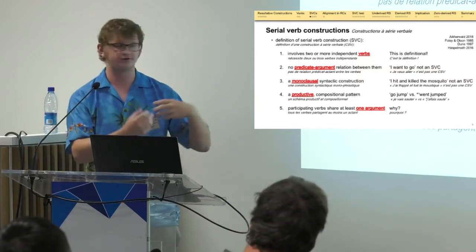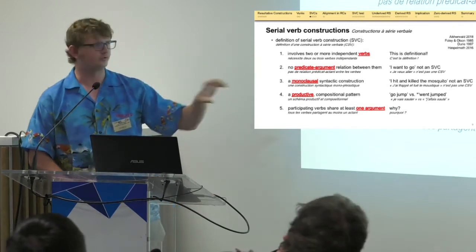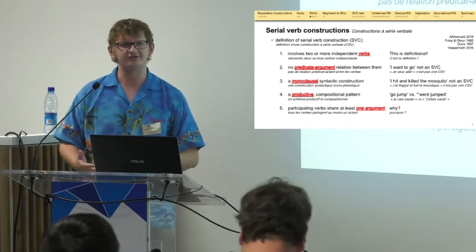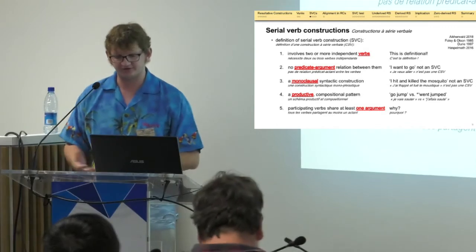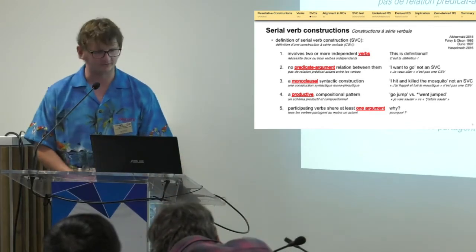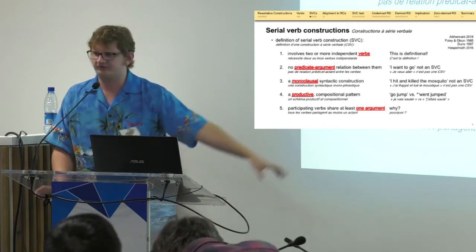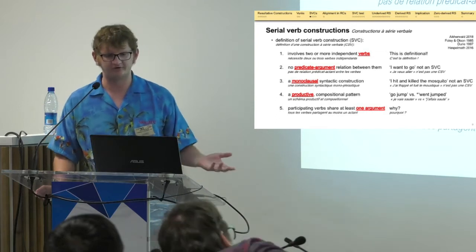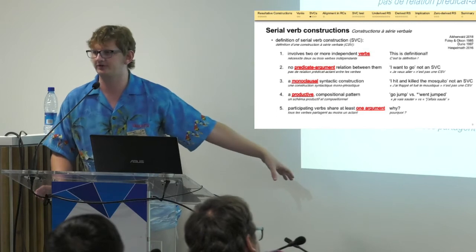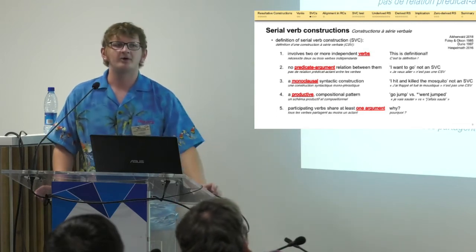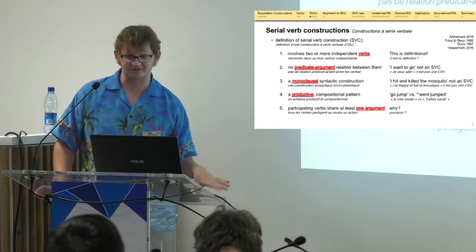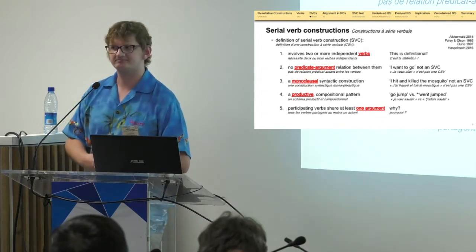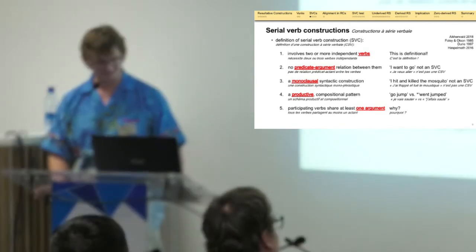It must be productive, so it needs to be possible to modify these verbs also. Like in English, some people say "go jump in the lake" is a serial verb construction because you have go and jump, but you can't say something like "I jumped into the lake" or something like that. It doesn't work. And the 5th point, I find that pretty useless actually. Why do the verbs need to share at least one argument? I mean, if they fulfill all the other points, they already share one argument usually. I know there's a very marginal thing like this in what Alex has described, but maybe these are no serial verb constructions after all. We're going to look at this.